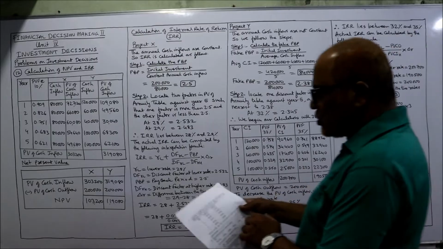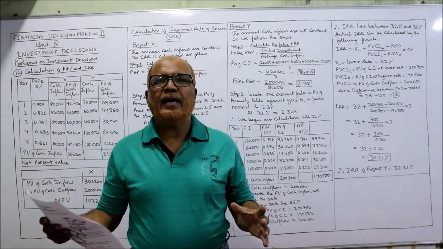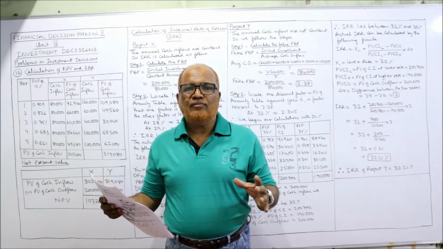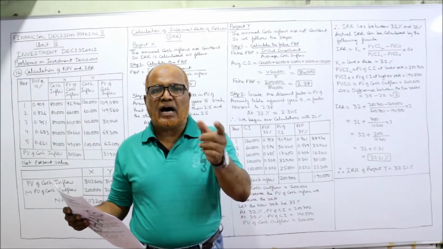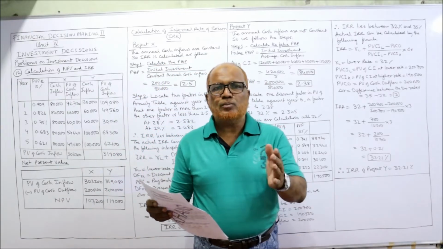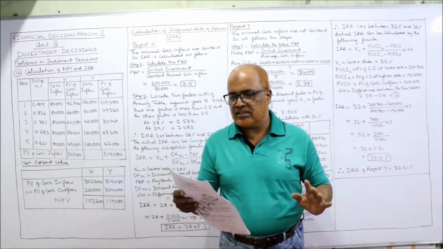Now, see the problem number 12. A company is considering two mutually exclusive projects. The meaning of mutually exclusive, when one project is accepted, the other project will be rejected. So here two projects are given, X project and Y project. Any one of the project has to be selected.